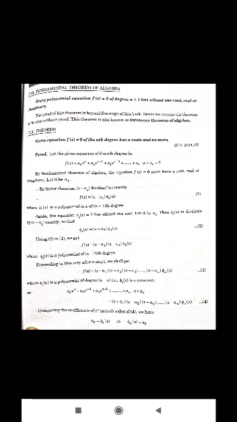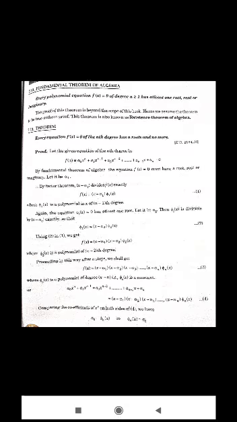So let's start the proof. For the proof, we will consider an equation of degree n. Let f(x) = a0 x^n + a1 x^(n-1) + a2 x^(n-2) and so on up to a(n-1) x + an = 0, where a0, a1, a2, an, they all are the coefficients of the polynomial of degree n.